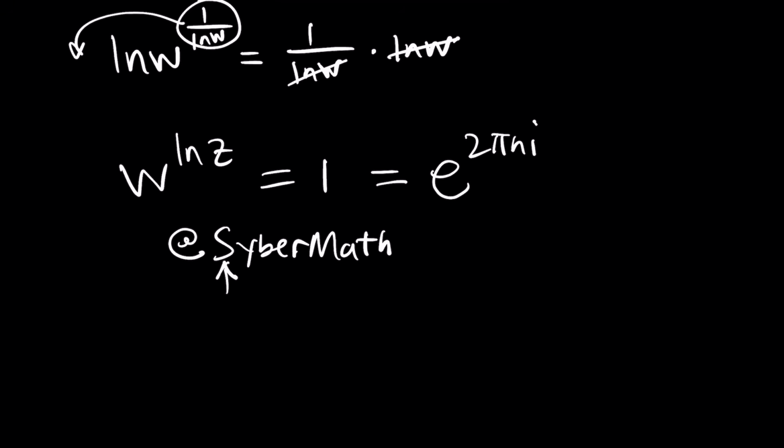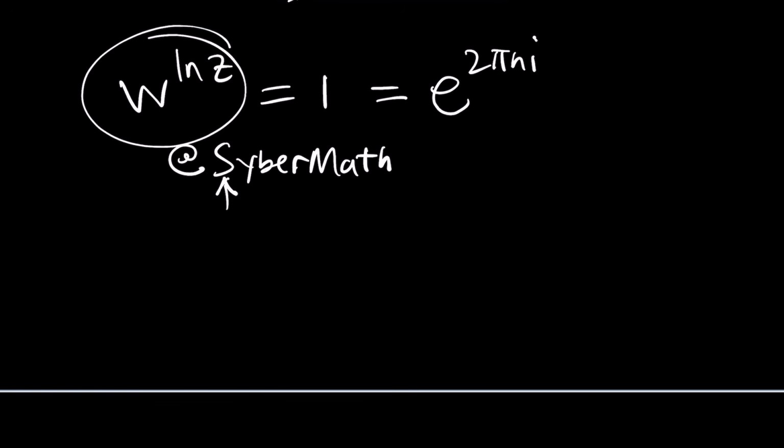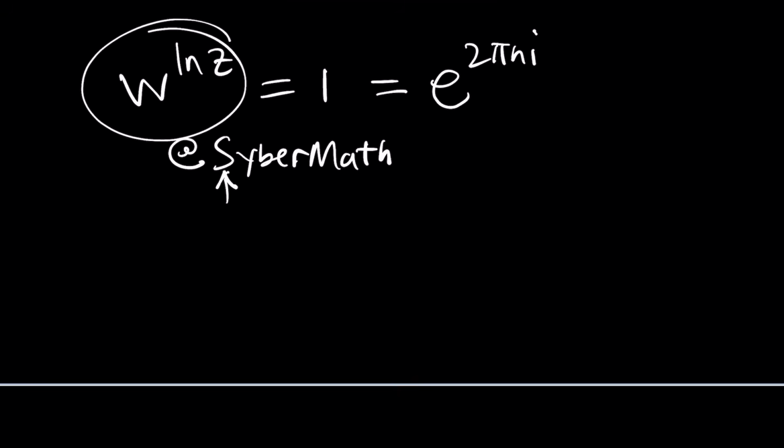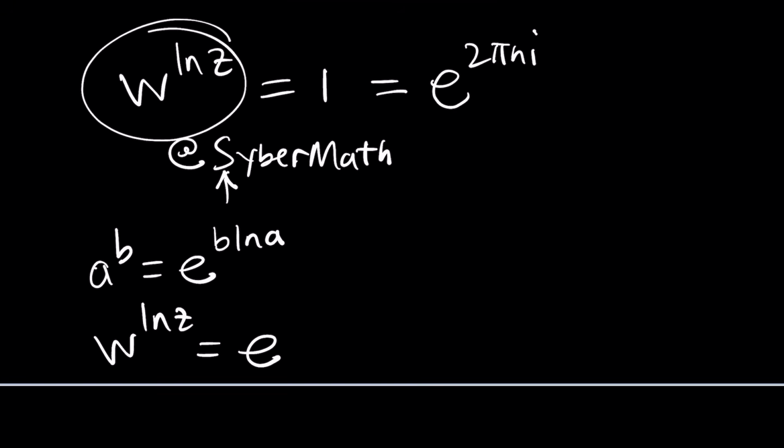Okay? Now, after setting these two equal to each other, is there a way to write w to the power ln z as an exponential? Yes. So we can actually do this. Whenever you have something like a to the power b, suppose a and b are complex numbers, we can write this as e to the power b ln a, right? So in this case, a happens to be w. So w to the power ln z equals e to the power b, and b happens to be ln z, so you can write it as ln z multiplied by ln a.